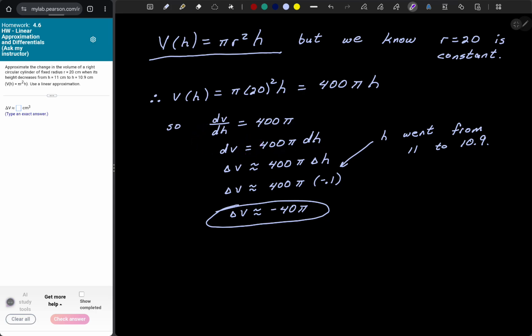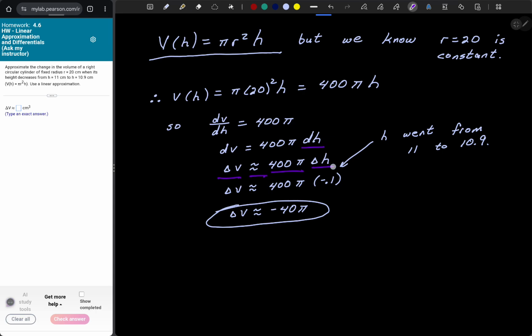However, once I start giving dV and dH some quantity, they're no longer dV and dH, they're delta V and delta H. So some arbitrary change in H gives some arbitrary change in the volume. In this format, it's an equation, but it's only an equation if these values are infinitesimally small. Well, now that they're not infinitesimally small and I give them some measurement, it just becomes an approximation. So I can say the change in the volume is approximately equal to 400 pi times the change in H.